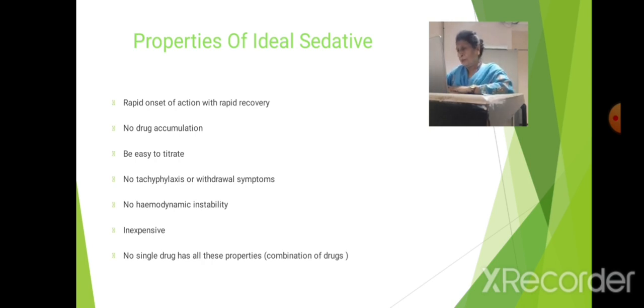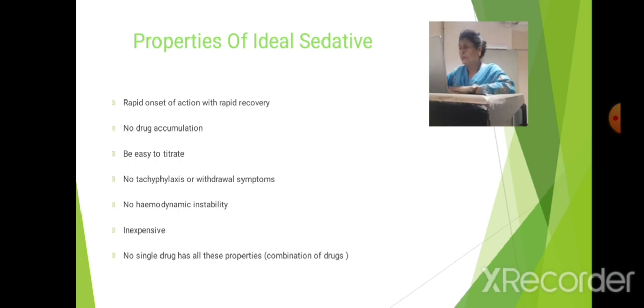The third property, be easy to titrate. We should be in a position to use the minimum dose, and then we can titrate it if needed to increase or to decrease. We can start with a higher dose and titrate it, if the patient starts undergoing sedation, we can make it go to a lower dose until the minimum dose is achieved. It should not cause tachyphylaxis or withdrawal symptoms. Tachyphylaxis is defined as when a drug is used and its effect decreases with repeated administration. And there should not be any withdrawal symptoms.